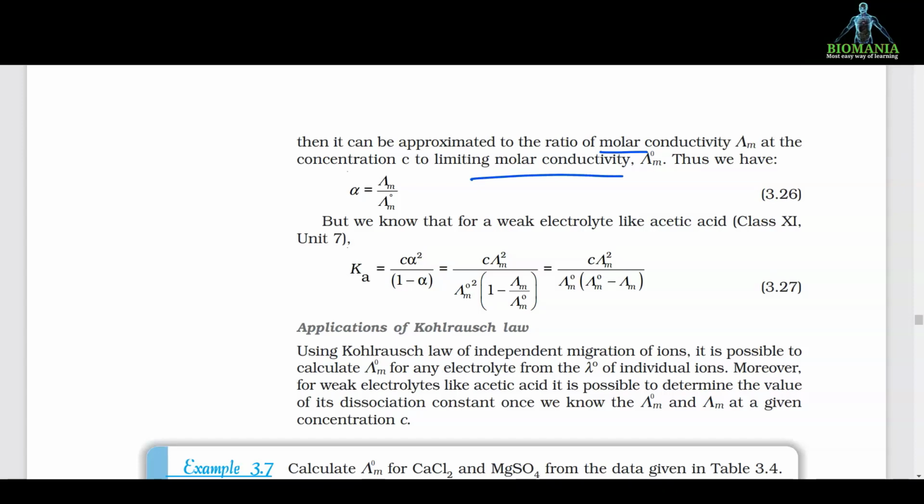Thus we have the value of alpha, but we know that for a weak electrolyte like acetic acid, we have this value. Now the applications of Kohlrausch's law: using Kohlrausch's law of independent migration of ions, it is possible to calculate lambda naught m for any electrolyte from the lambda naught of individual ions. Moreover, for weak electrolytes like acetic acid, it is possible to determine the value of its dissociation constant once we know the lambda naught m and lambda m at a given concentration C.